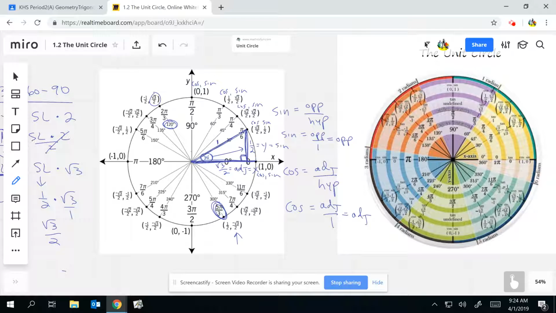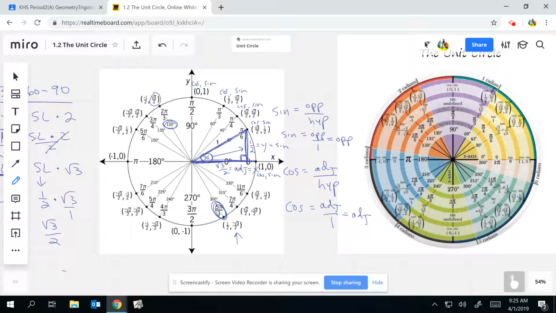Because the calculator knows at 0 degrees, your x value is a 1 on the unit circle. So your cosine of that 0 degree angle, you're going to have an adjacent of 1. You don't have an opposite because it doesn't go up. But you do have an adjacent of 1 unit. So cosine of 0 is 1.